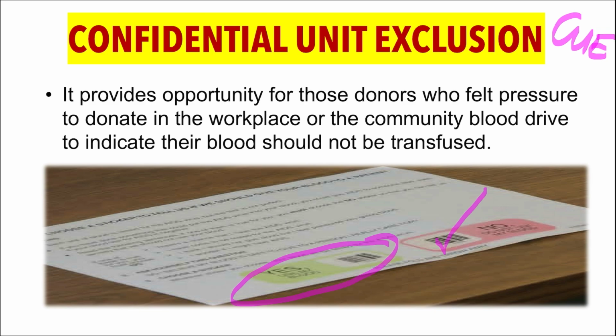So you have to inform the blood bank or the blood service facilities that you will not donate blood, because of course you feel pressure to donate since everybody in your workplace is donating, for example. But you know your practices, you know yourself, okay? And you are aware that you can transmit blood transmissible diseases to the patient if ever your blood will be used. So you can select no. You can tick that one, or maybe they can use a barcode. Then they will discard, of course, the blood that was taken from you. Okay, so that's for the confidential unit exclusion.